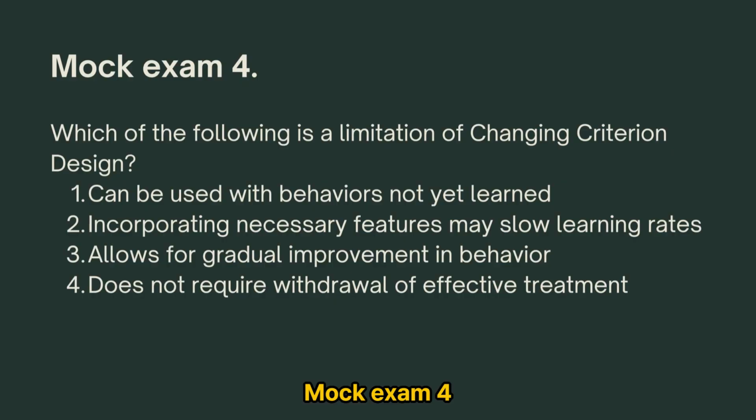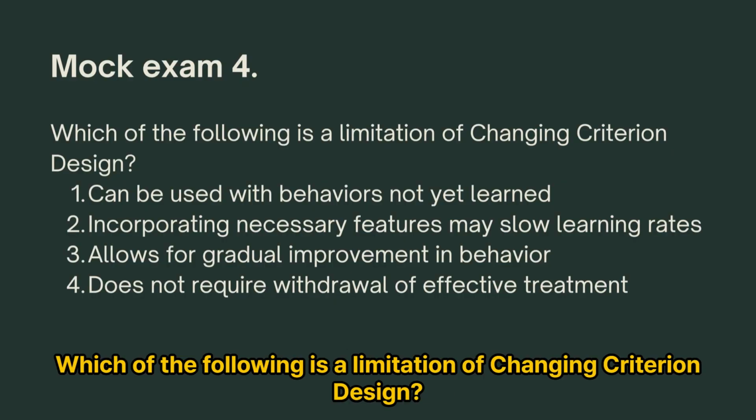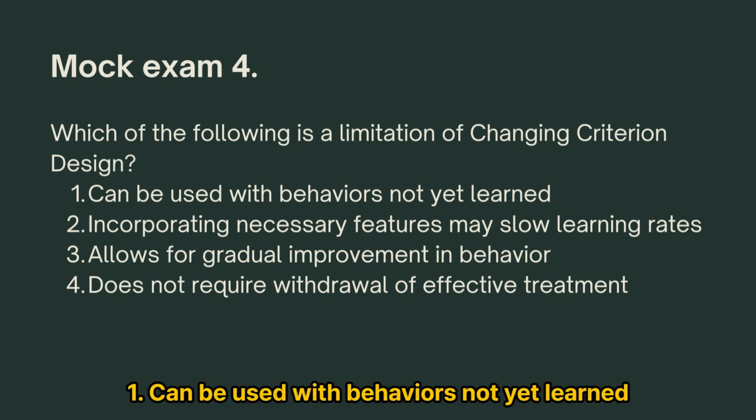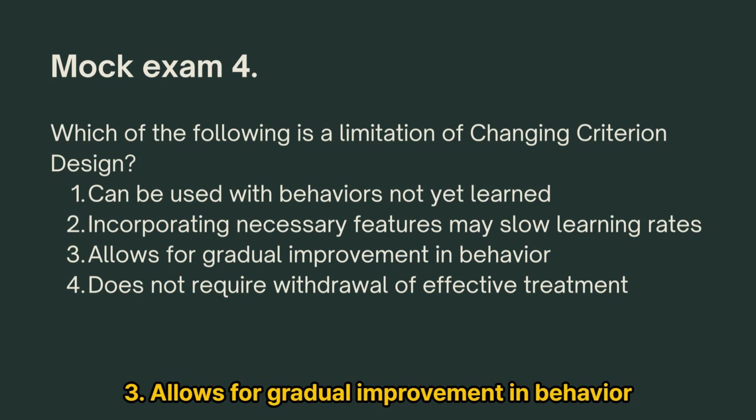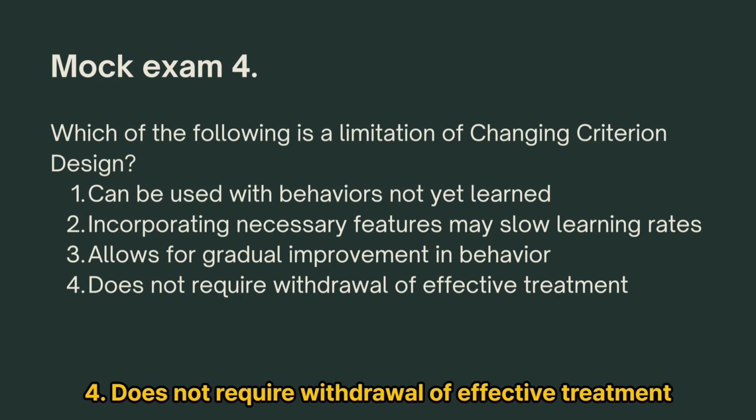Mock Exam 4. Which of the following is a limitation of changing Criterion Design? 1. Can be used with behaviors not yet learned. 2. Incorporating necessary features may slow learning rates. 3. Allows for gradual improvement in behavior. 4. Does not require withdrawal of effective treatment.